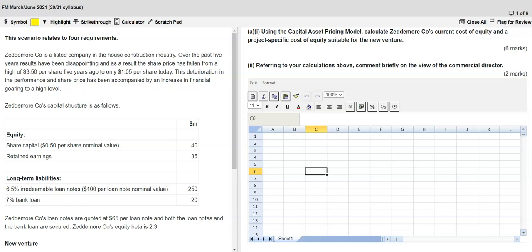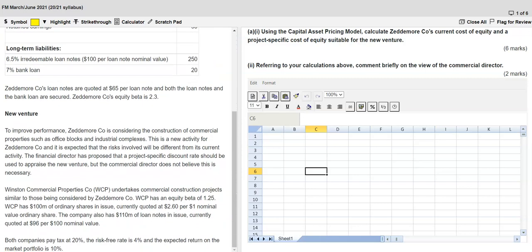Share capital: 0.5 is the par value, 40 million is the book value. So if we divide 40 million by 0.5, 80 million is the number of shares. Retained earnings are given as 35. 6.5% irredeemable loan notes are given, 250 is the book value. 7% bank loan is given, 20 million is the book value. And remember, the market value and the book value of the bank loan are both the same. Zeddemore loan notes are quoted at $65 per loan note, and both the loan notes and the bank loan are secured. The company's current equity beta is 2.3.